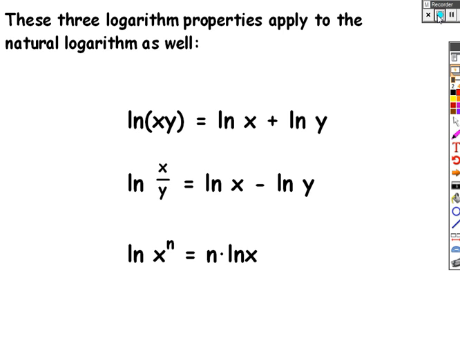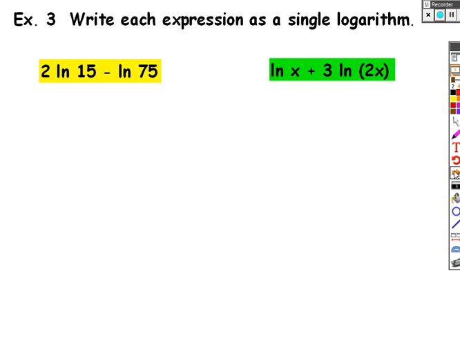Now we had 3 log properties, and a natural log is just a logarithm with a base of e. So all these 3 properties that we've studied earlier on in the chapter also apply to the natural log. A couple examples here. Write each expression as a single logarithm. So let's see where you're at with your knowledge of these log properties. Pause the video, try to do both of these examples, and then let's compare our end results.